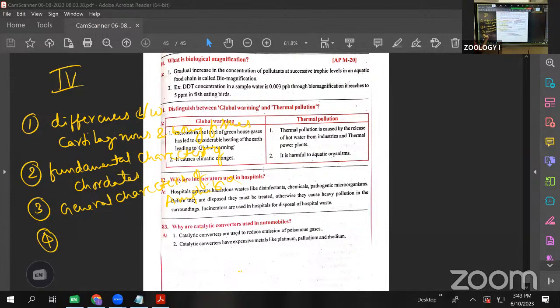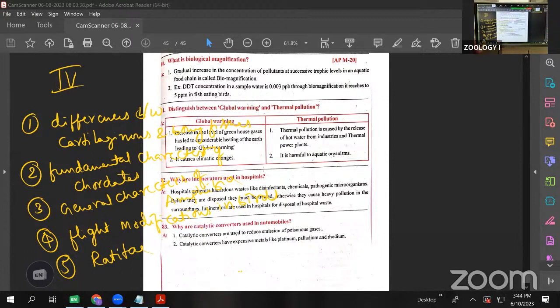Next, the flight modifications in birds. Next, general characters of ratites. These SAQs are important from animal diversity too.